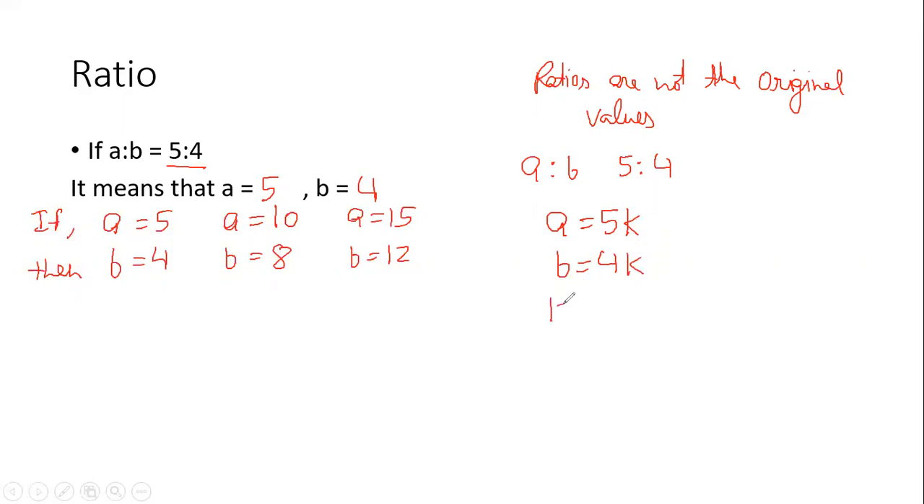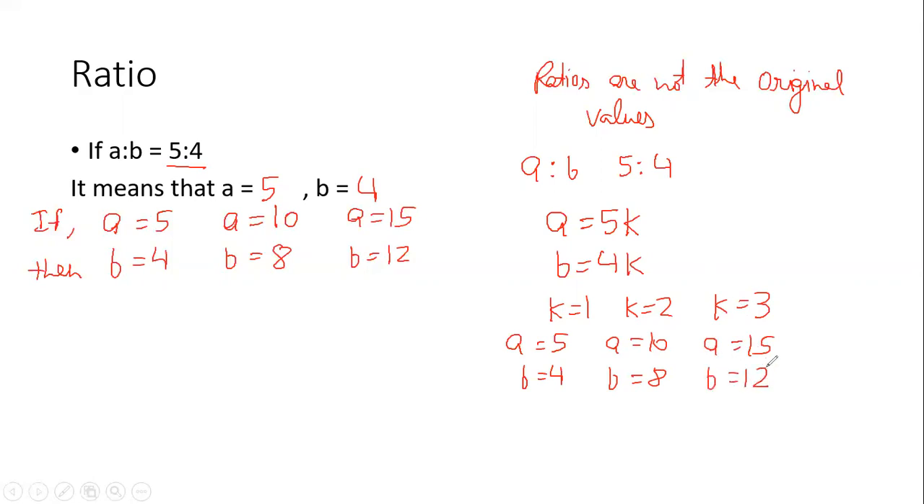So do you realize if I say k is equal to 1, of course A will be 5, B will be 4. So that's one of the possibilities. But if I say k is equal to 2, A will actually become 10 and B will actually become 8. Similarly, if I say k is equal to 3, A will actually become 15 and B will actually become 12. So you have to be very careful in this. The ratios are not the original values.